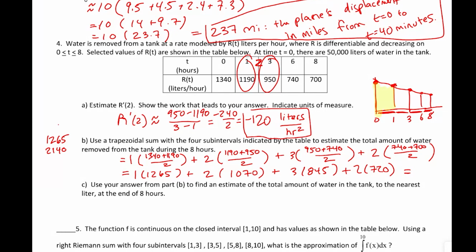I'm gonna use a calculator here. 3 times 845. I don't have the patience for that. That'd be 2,535. And then finally, 2 times 720 would be 1440.